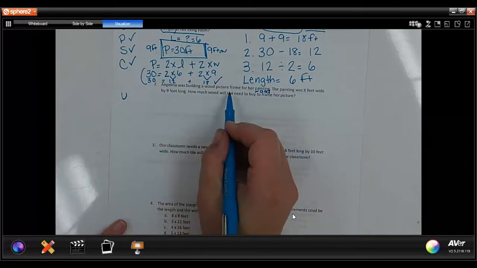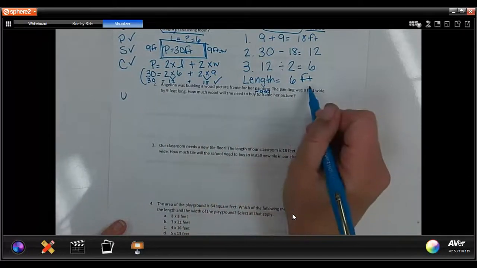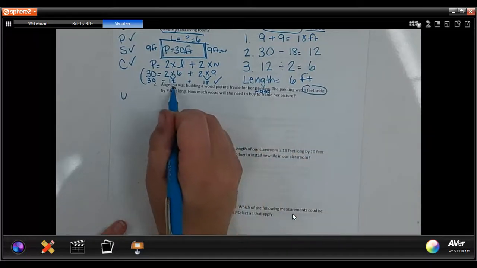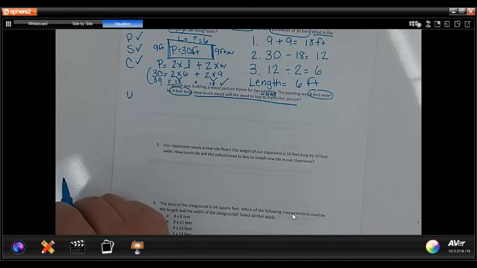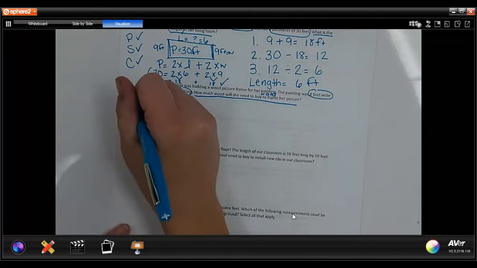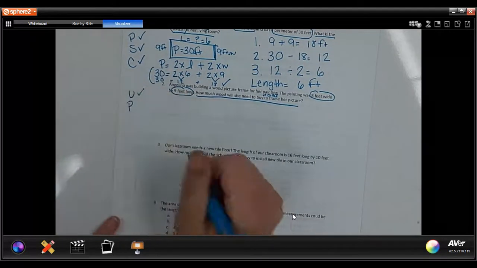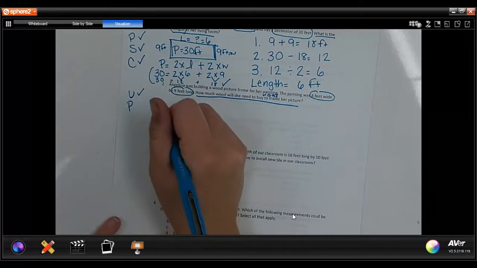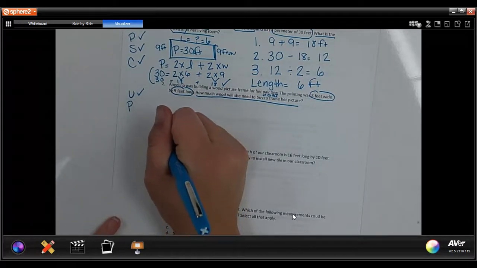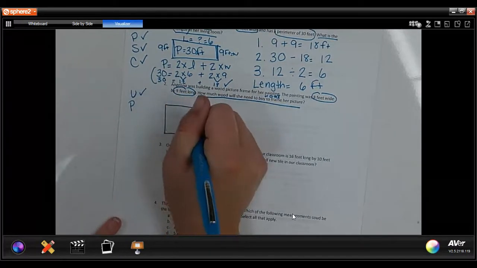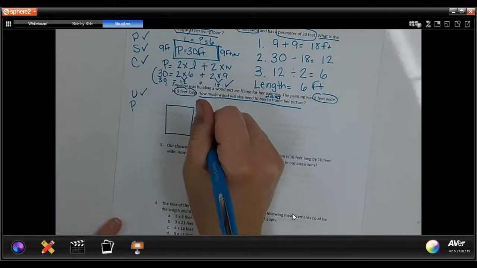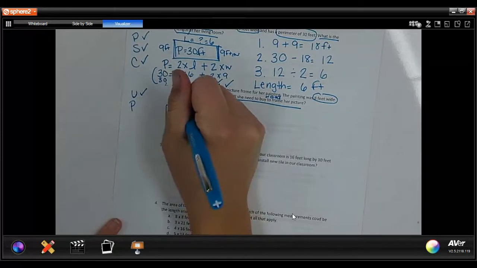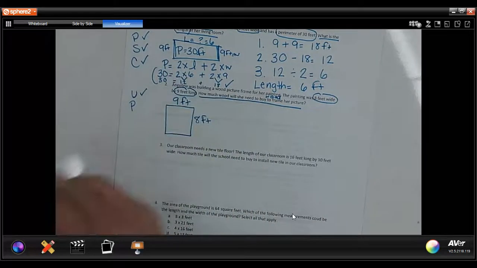So she's building this wood picture frame for her painting. The painting was 8 feet wide and it was 9 feet long. I'm trying to figure out how much wood she would need to buy to frame her picture. Okay, so I understand my problem. Now I'm going to plan it and I'm going to draw out my picture. So here's our painting, 8 feet wide by 9 feet long. And it's asking me how much wood she would need to buy for her frame.